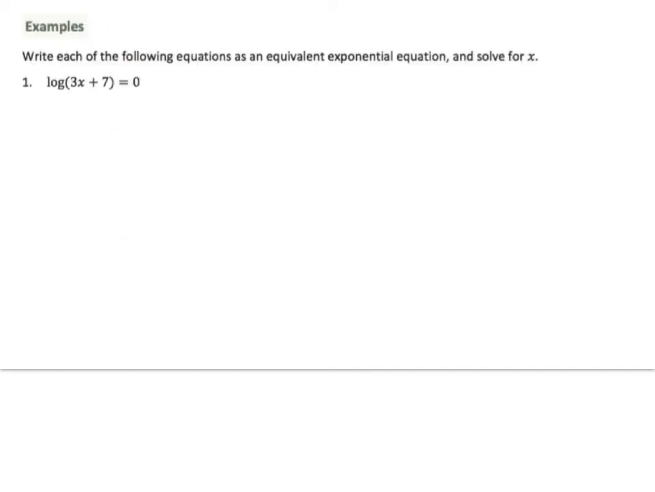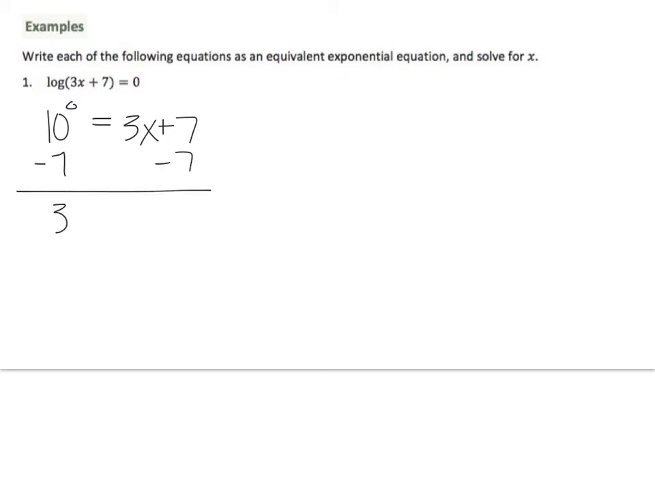All right, we just have a lot of examples with this section. So I'll talk through the first one and I'll let you solve quite a few on your own, okay? So here it says write each of the following equations as an equivalent exponential equation and solve for x. So we have base 10 here. I can say 10 raised to the 0 power equals 3x plus 7. Now I can just go ahead and solve for x.